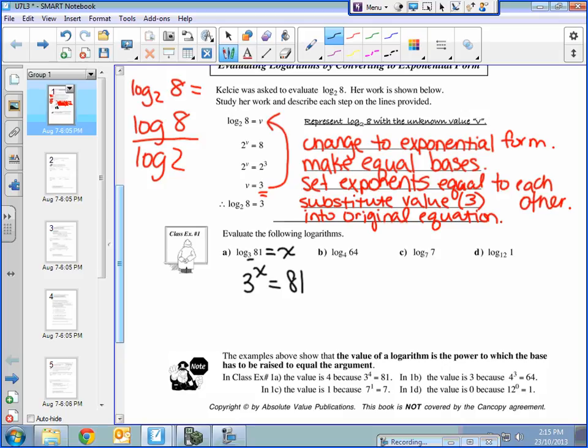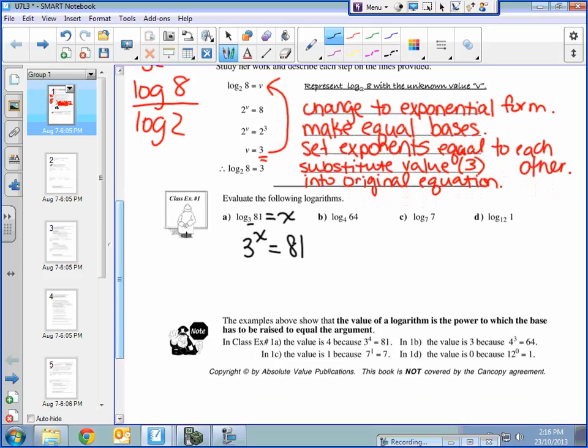Guys in Edgerton, do you understand this? Okay. So second one, make equal bases. What is the base we should set these equal to? 3. So let's go. 3, 4, 3, 3.